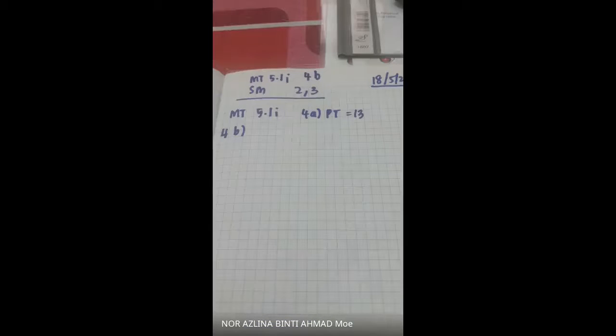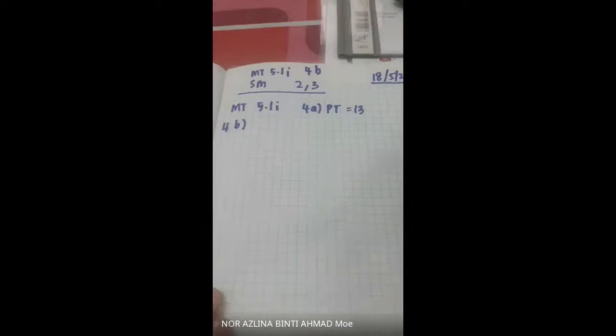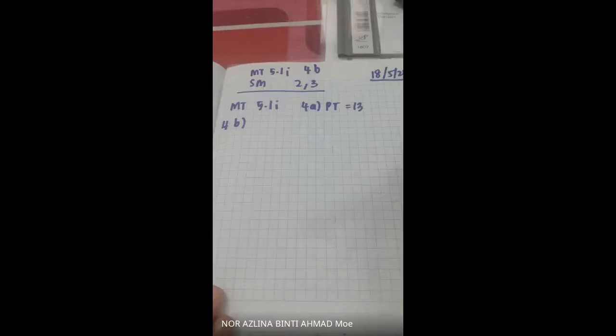So today we continue our class with discussion. A right pyramid PQRST. This is Main Test 5.1I number 4B. A right pyramid PQRST has a rectangular base QRST. Given that W is the midpoint of QS.